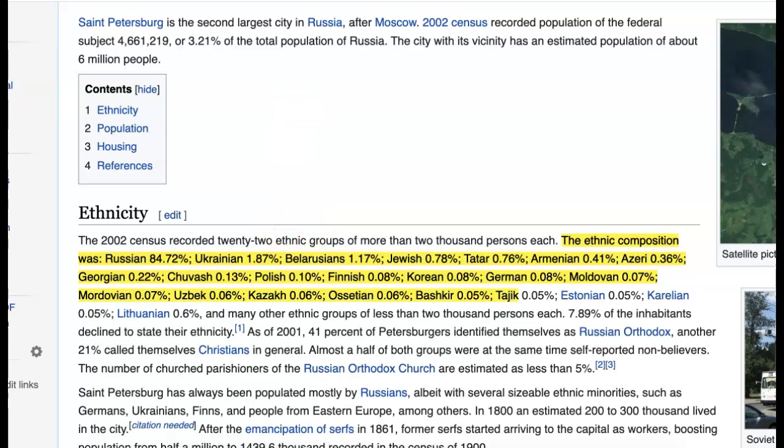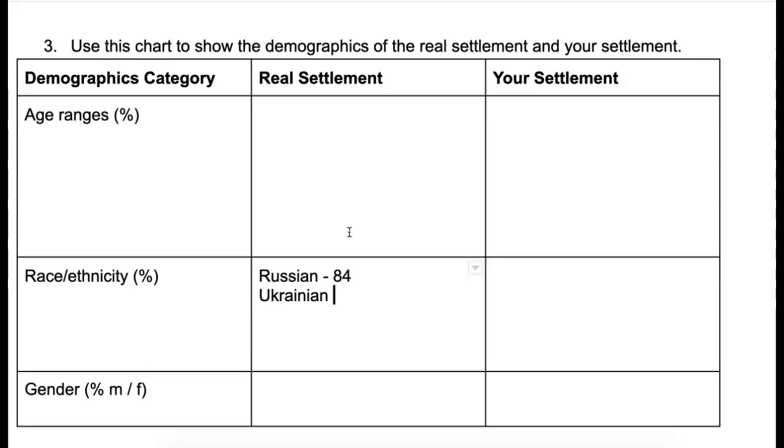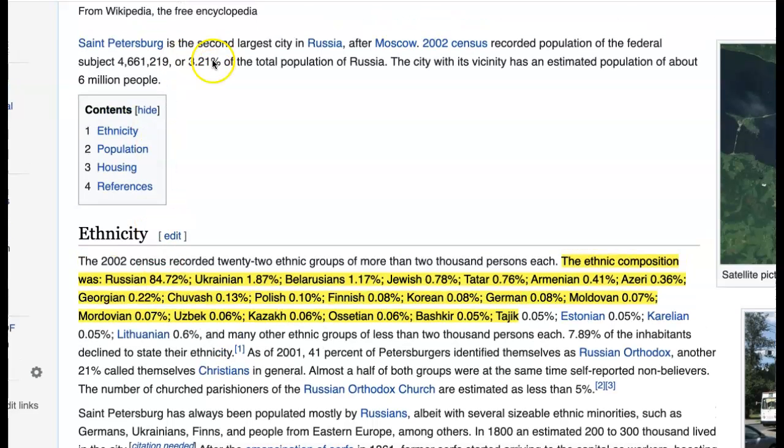We got Russian, oh, it's 84%. Ukrainian is almost 2%, so I'll say that. I'll say Ukrainian 2%. And then I'll keep going, naming all these different things. Now, there's a lot of things in here. Do you have to name every single one? I would say no. Especially once you get down to those that say they're 0.0 something percent. You can choose 5 or 6 ethnicities from a list like this. All right, so that's part of the demographics.